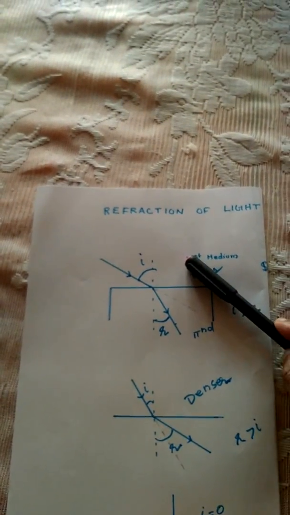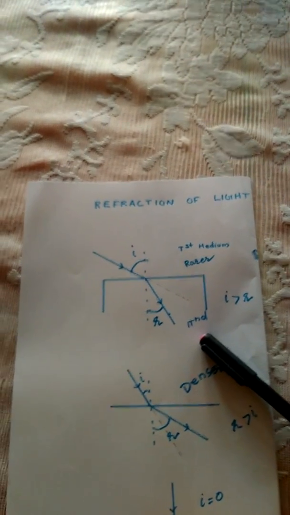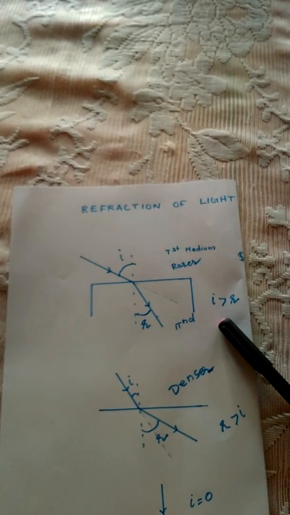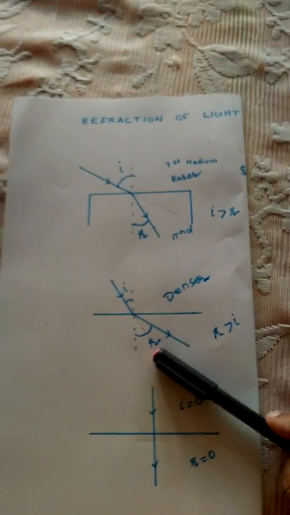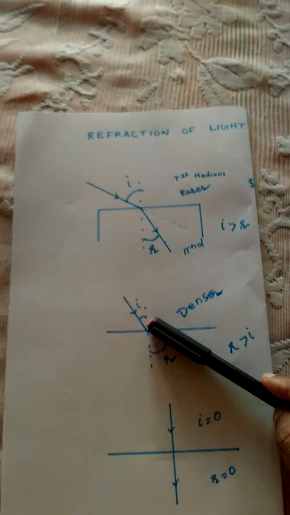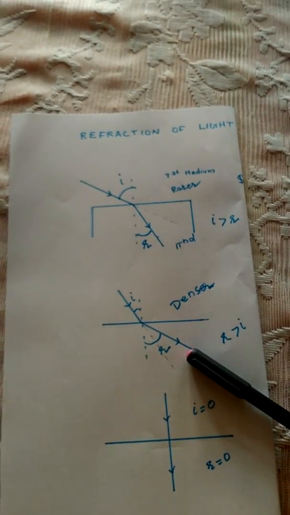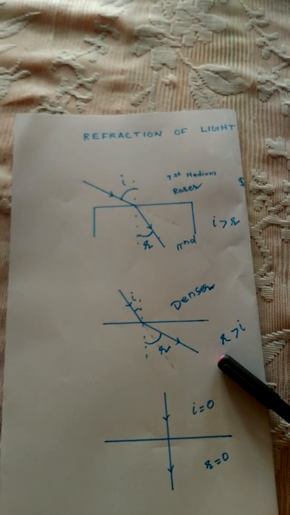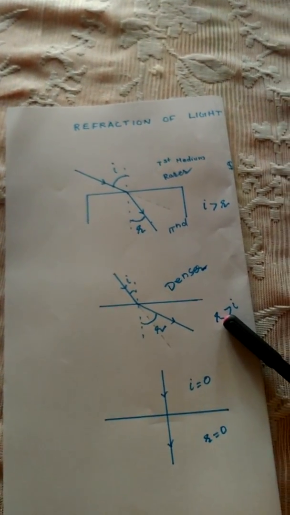If the first medium is optically rarer and the second medium is a denser medium, angle of incidence will be greater than angle of refraction. Let us see the second case. Light passes from denser medium to rarer medium. Then the light bends away from the normal. Our angle of refraction is greater than angle of incidence.